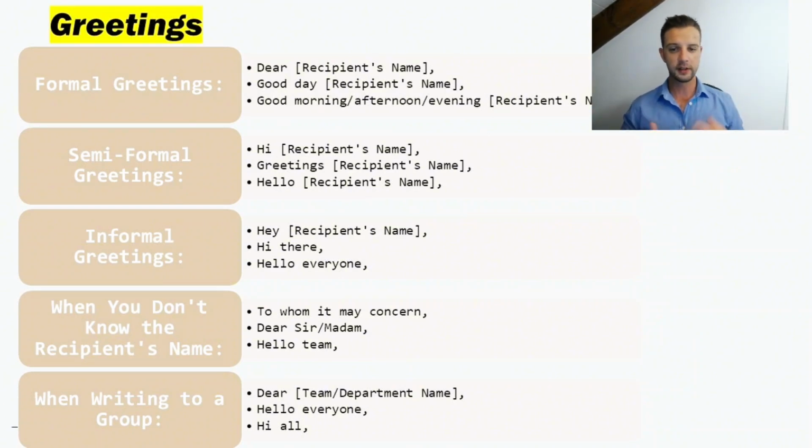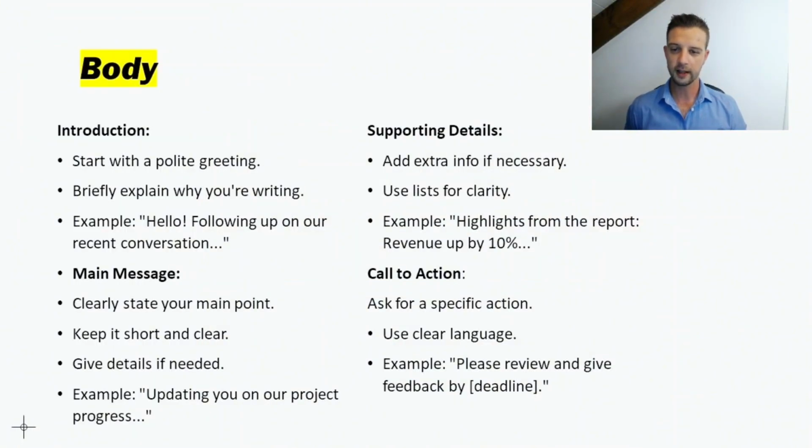Number 2, dear sir or madam. And number 3, hello team, once again, a group of people. And then finally, when you're writing to a group of people, maybe you know who they are. It's your marketing team, right? You could say, "Dear marketing department," or "Dear team," or "Hello everybody," "Hello everyone," and finally, "Hi all." So these are our greetings right at the beginning of the email. Let's move on. We're going to look at the body.